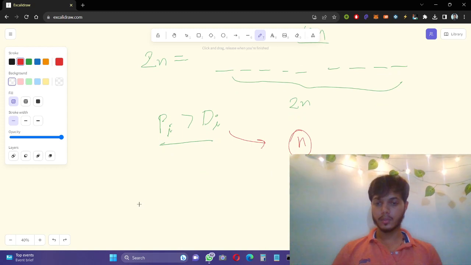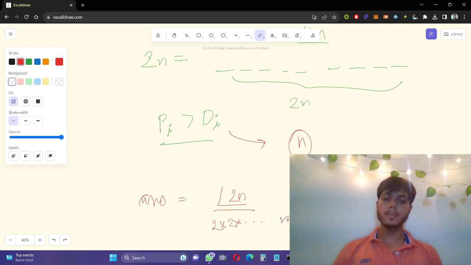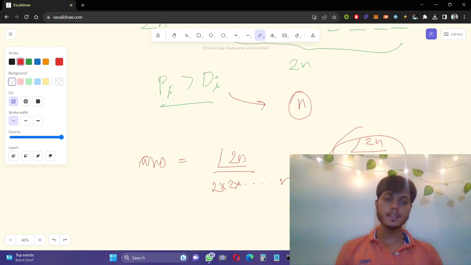So the answer should be 2n factorial divided by 2 into 2 into 2, how many times? n times, because we have n restrictions. Or in other words, if I write it, it should be 2 raised to power n. This is your answer.